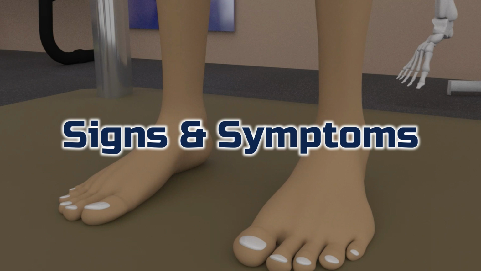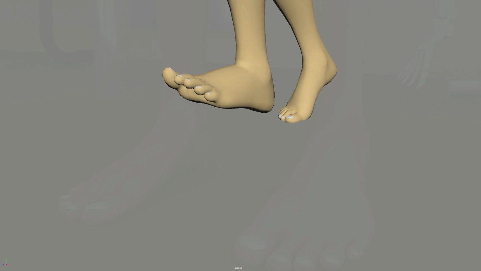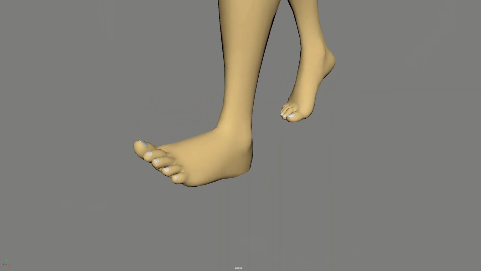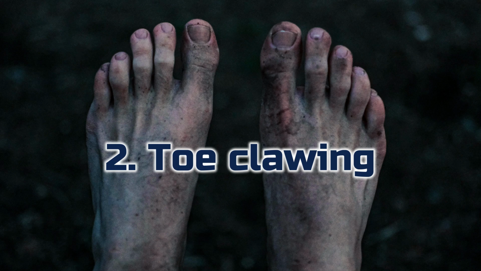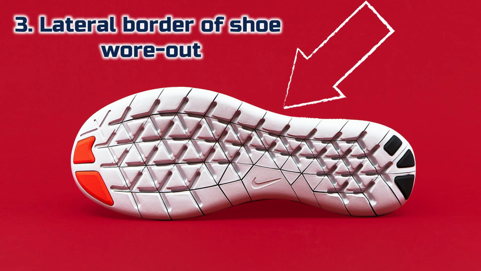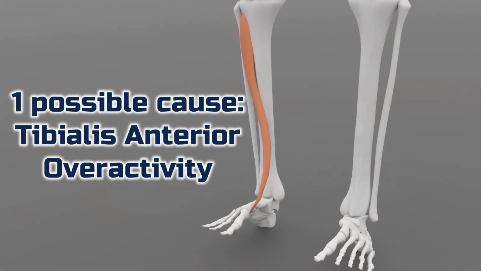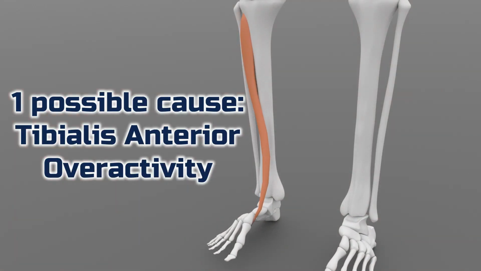What are the signs and symptoms of oversupination? When you land on your foot during walking, running, or jumping, the ankle tends to roll inward with lateral border of foot pain. You will also notice clawing of the toes and an increase in wear and tear on the lateral border of the shoe. The causes of oversupination can be due to dominance of muscles that invert the foot, like the tibialis anterior.